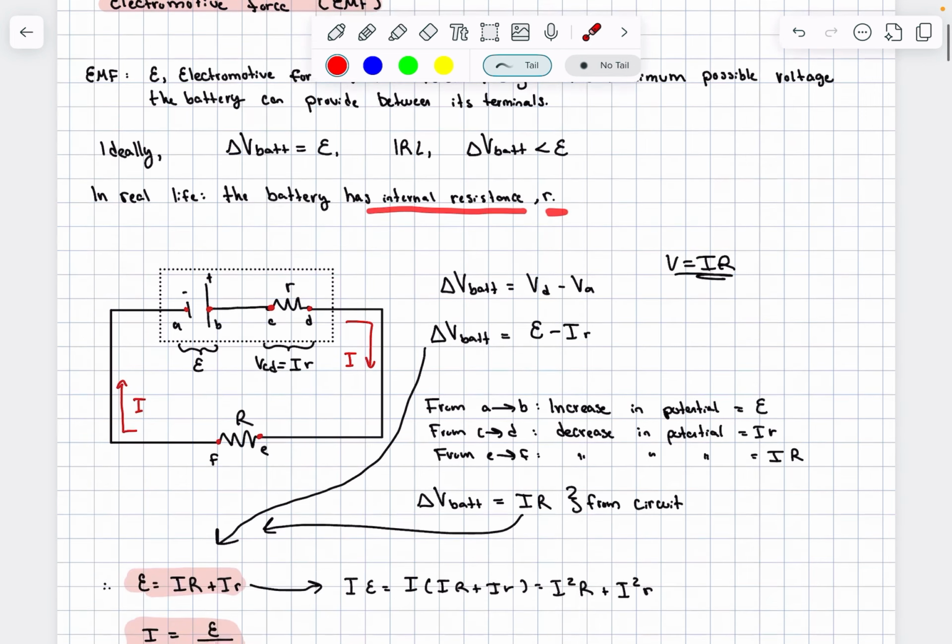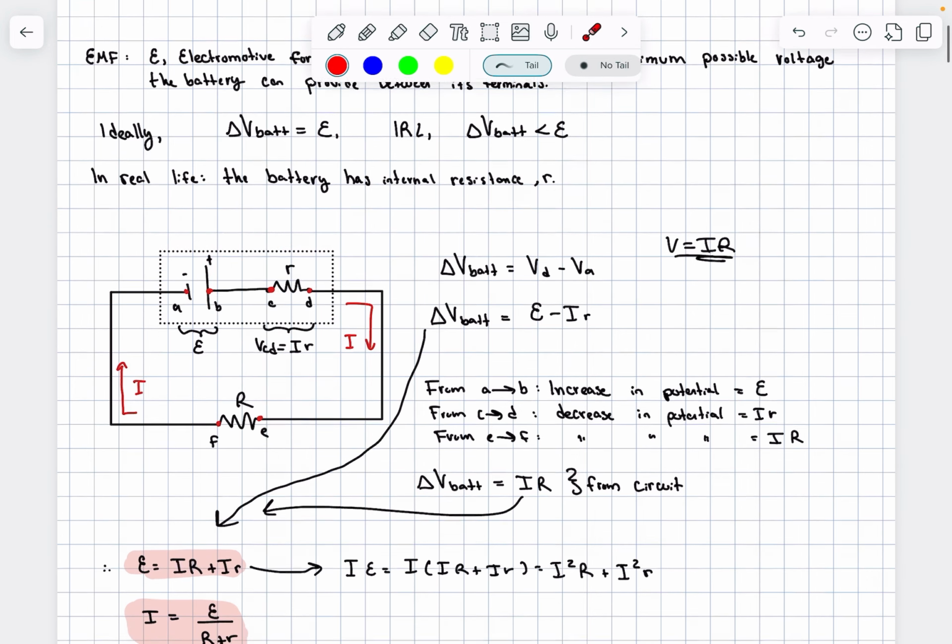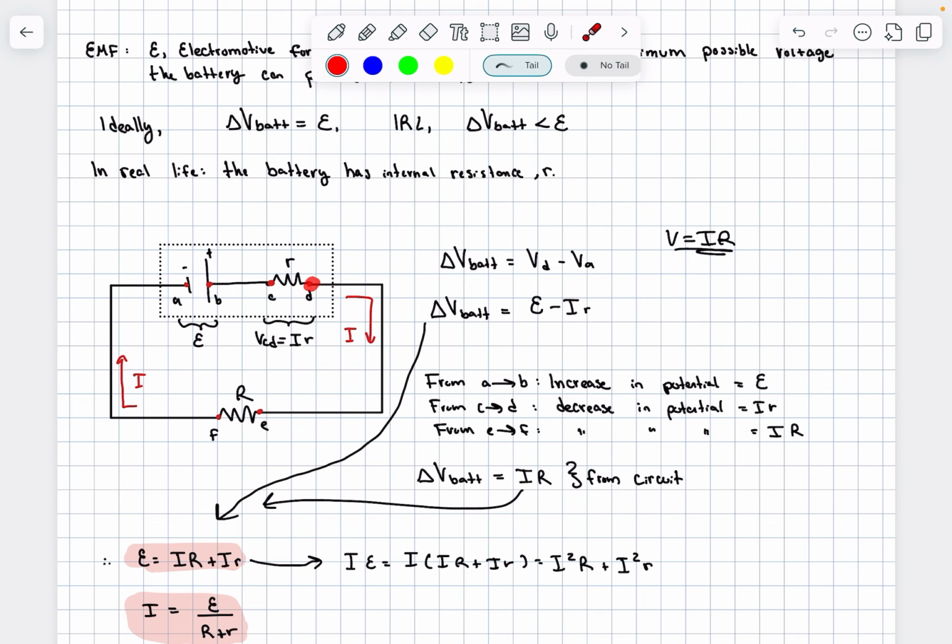We can picture this by drawing this rectangle here. This is our electromotive force. And then here we have some internal resistance R. Now delta V battery is going to be the potential difference between this point here and this point here. And we know that that is going to be equal to E, which is providing us our potential, minus I times R, which is reducing our potential.